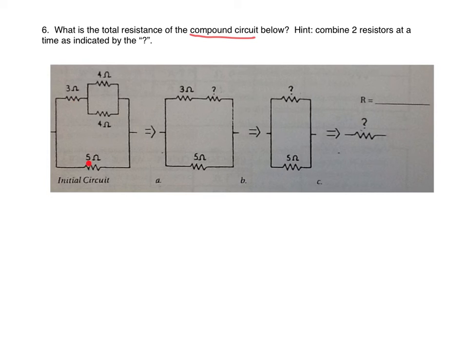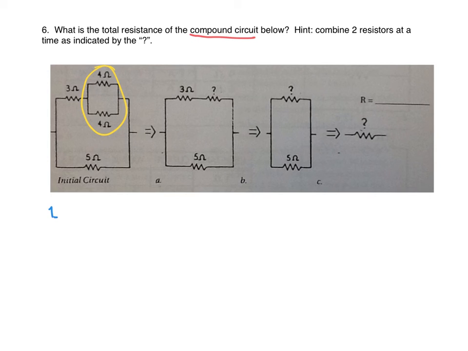3 and 5, they are in parallel, but 3 and whatever this ends up being, otherwise this whole top branch is in parallel with this bottom one. So we can't just say 3 and 5 are in parallel. It's this whole thing that is in parallel with 5. So the first thing we can look at is 4 and 4 together in parallel. So let's combine these together into one.